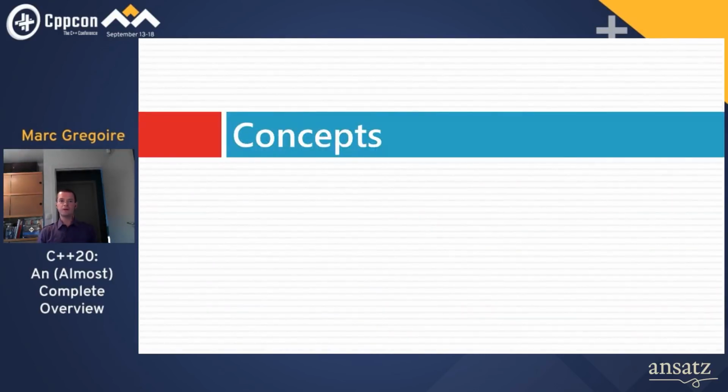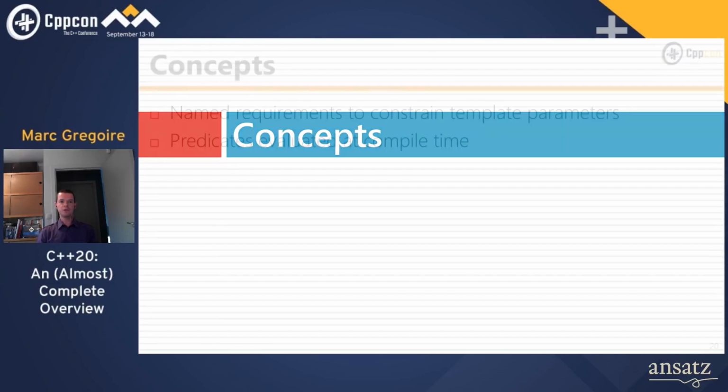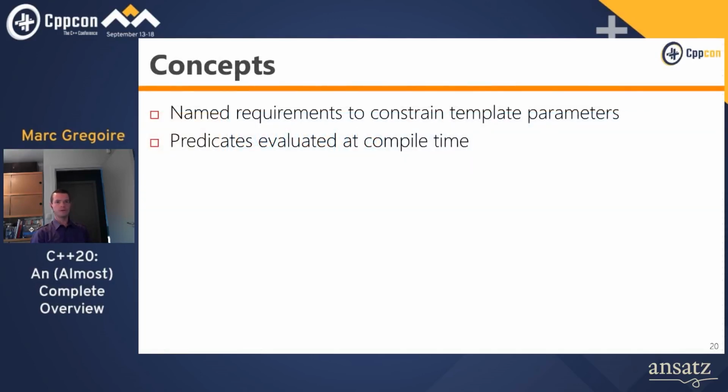And the fourth and final big new feature in C++20 is concepts. Concepts are named requirements to constrain template parameters of either class templates or function templates. And they are predicates that are evaluated at compile time, so they don't have any impact at runtime.